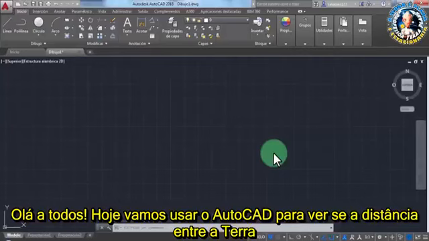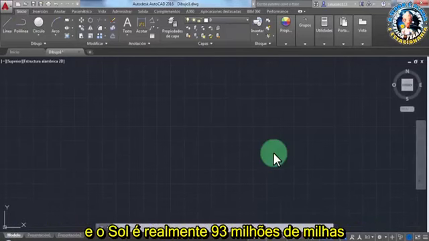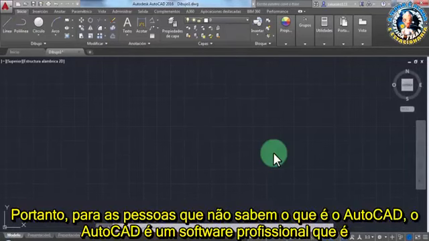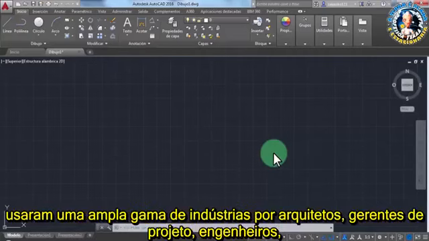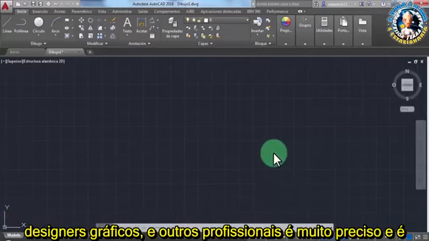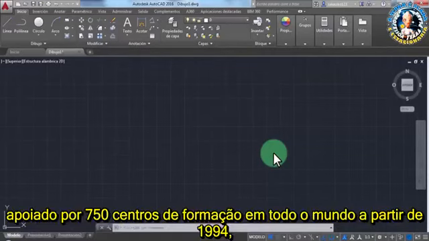Hi everyone, today we're going to use AutoCAD to see if the distance between the Earth and the Sun is really 93 million miles. So, to the people who don't know what AutoCAD is, it's professional software that is used in a wide range of industries by architects, project managers, engineers, graphic designers, and other professionals. It is very precise and it is supported by 750 training centers worldwide as of 1994.